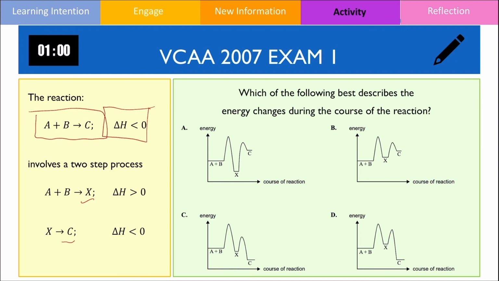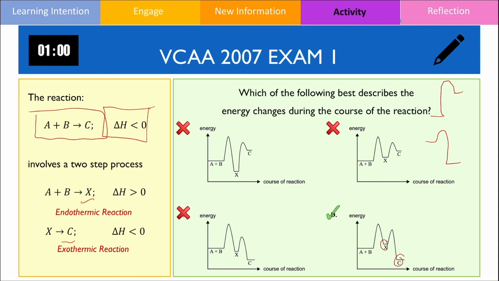We know that in the first step, this is going to be an endothermic process. As a result, we can eliminate options A and C because the energy profile for an endothermic reaction should take on this general shape. When X forms C, this is an example of an exothermic process. As a result, it should have this general shape for the energy profile. Therefore, we can eliminate option B because the energy of C should be lower than the energy of X. Hence, D is going to be the correct answer.